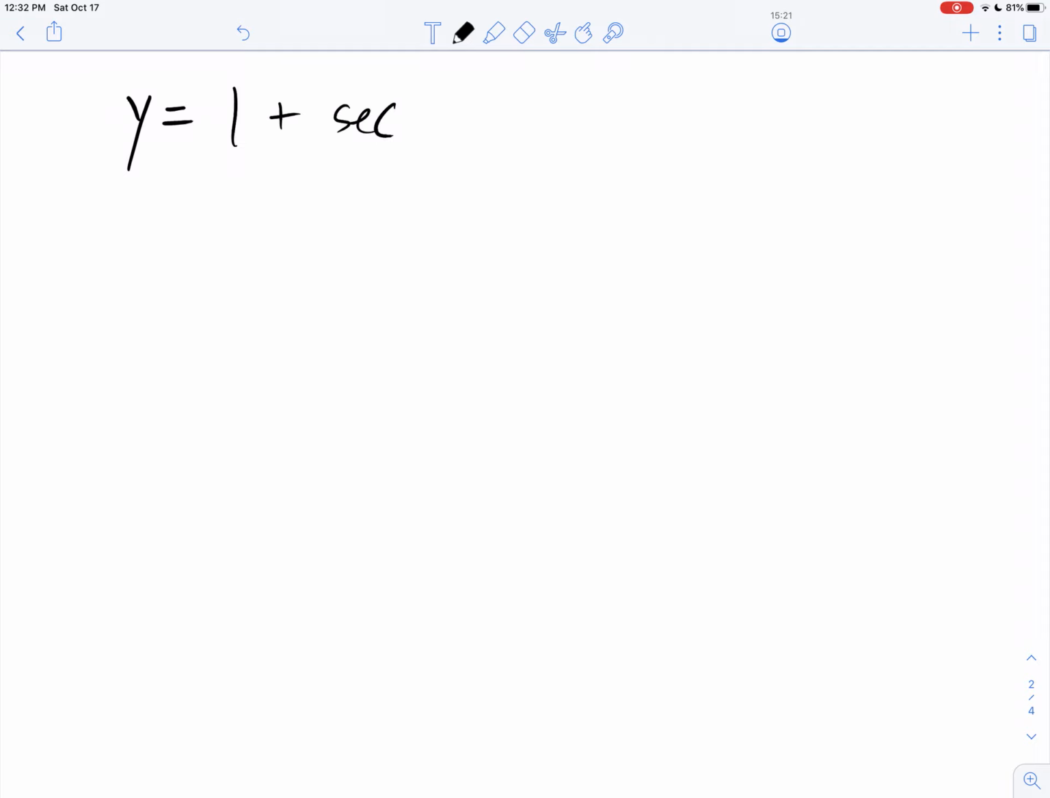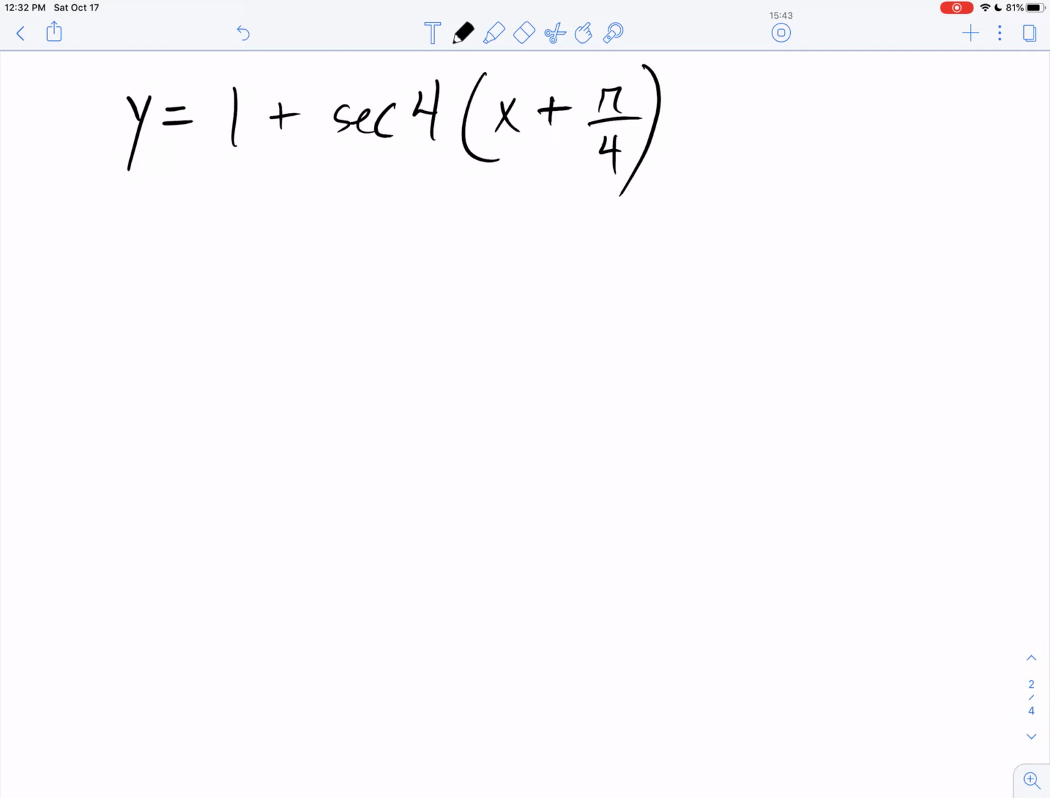One plus secant, I don't know, 4x plus pi over 4, something like that. What the heck? And okay, let's graph this thing. It's a secant, which means I'm going to have to treat this like a cosine until I get my asymptotes drawn in and everything, and then I can sketch the other one.